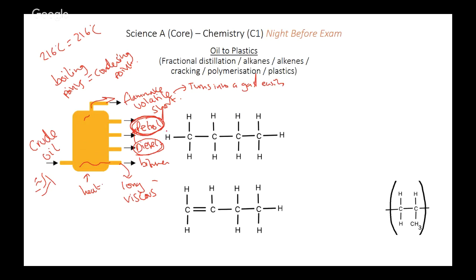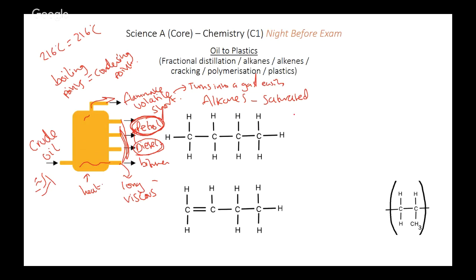Let's talk alkanes and alkenes then. The majority of these molecules that are coming out of here are alkanes. They are saturated. That means they have all single bonds. No more hydrogen can fit round. It's full of hydrogen all the way around and all single bonds.